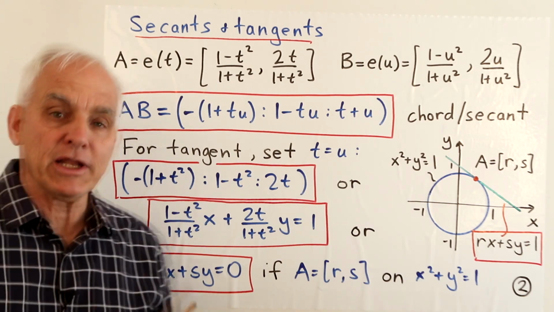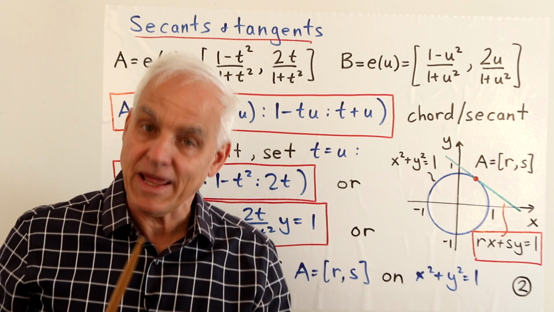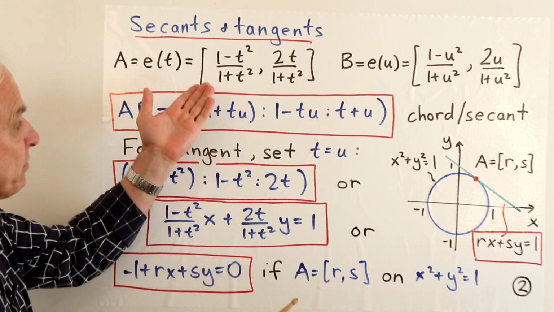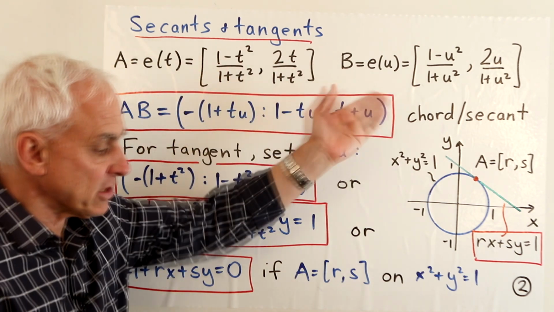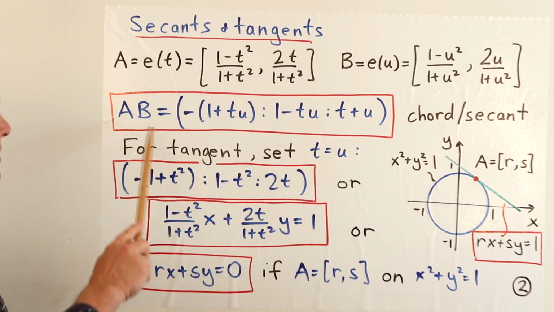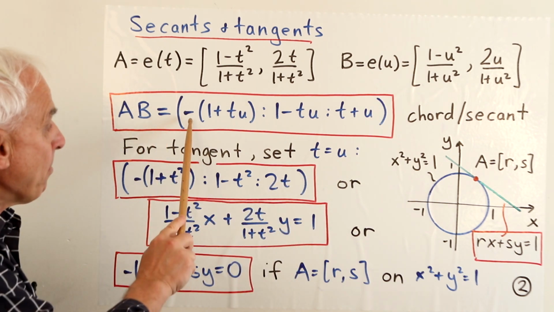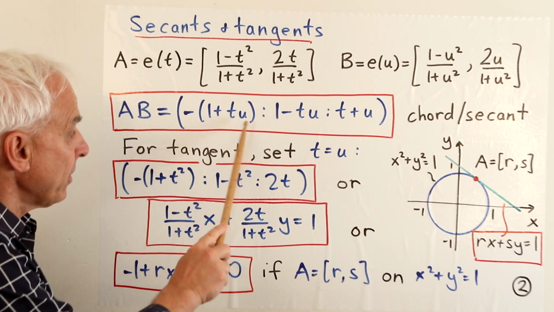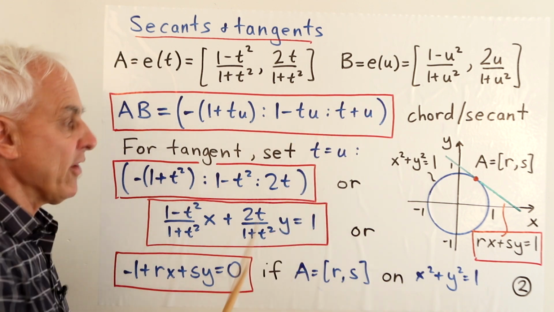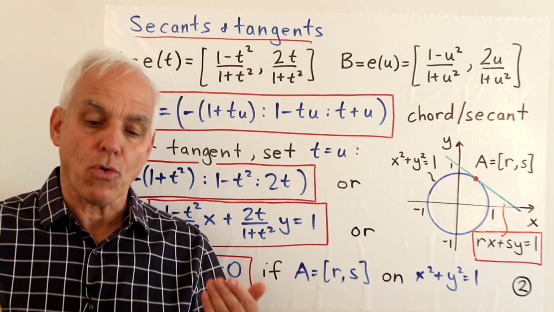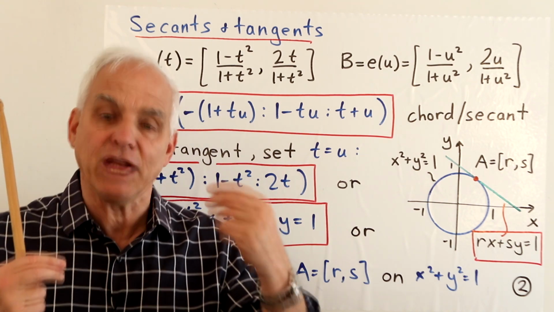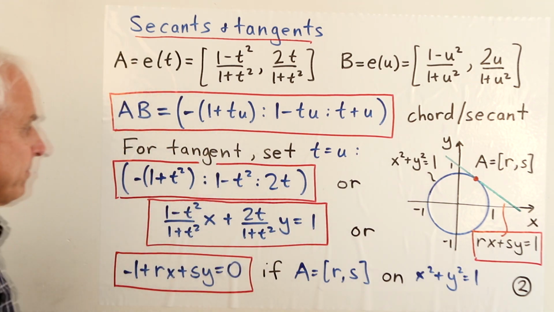Now, we want to calculate, first of all, the secant AB, the chord joining them, and we know how to do that. We can convert each of these to projective coordinates and use our join of points formula. And we get AB is the line (-1 + tu : 1 - tu : t + u). So that's the chord or the secant joining 2 points with parameters t and u on the unit circle.